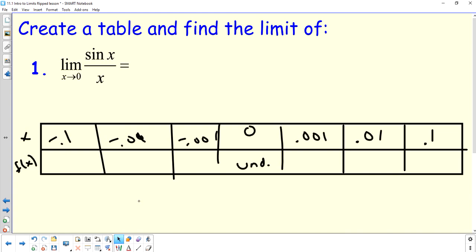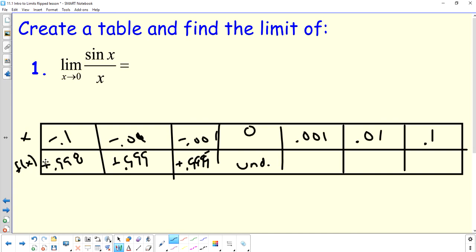If I plug those in, then at -0.1 I get 0.998, and then 0.999, and then 0.9999999. These are going to go on for a long time. Oops, I'm sorry, these should all be positive values here.